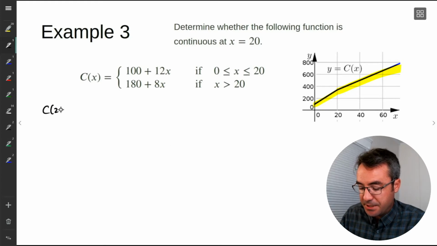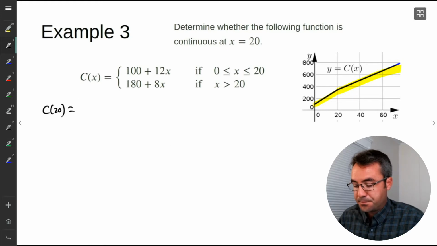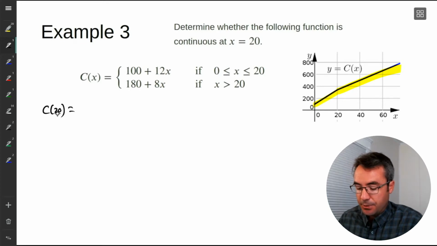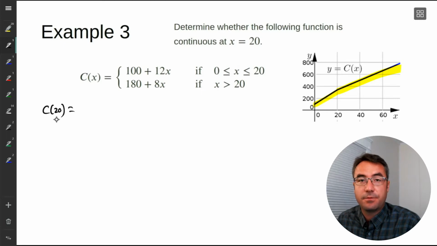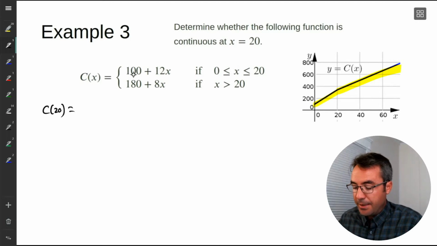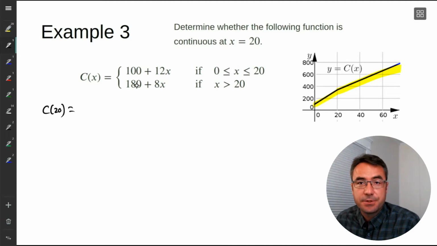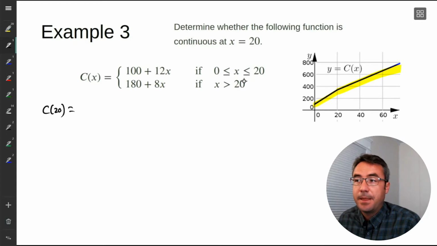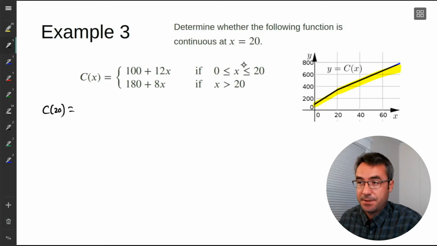This is the easiest thing to do normally. So let's actually figure it out. We want to plug 20 into our function, and then we just have to decide which piece to use. We have this piece here where x is less than or equal to 20, or we have this piece here where x is greater than 20. Only one of these pieces works, and it's this one right here where it says x could be equal to 20. So we're going to use that first piece.